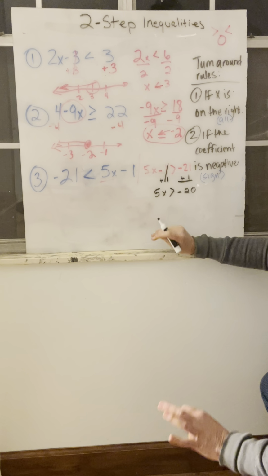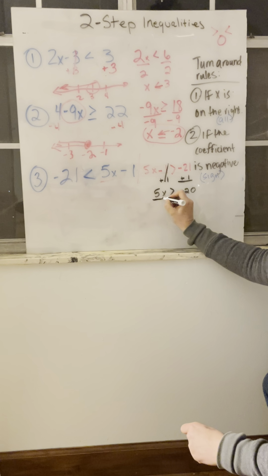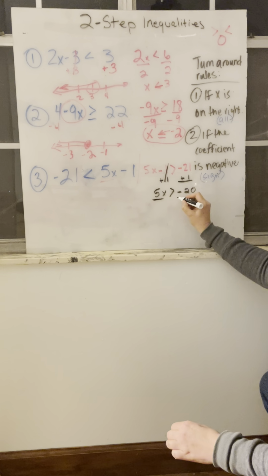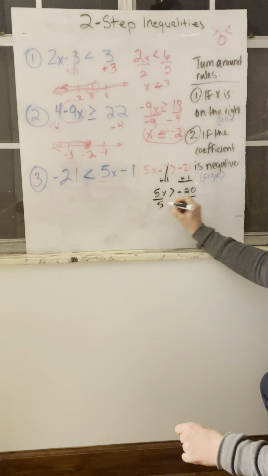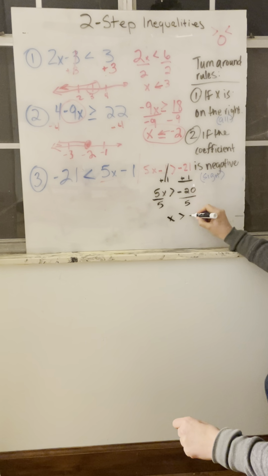Now that's all of the flipping I need to do, right? Because the coefficient's positive. So let me go ahead and divide by 5. And x then is greater than negative 4.